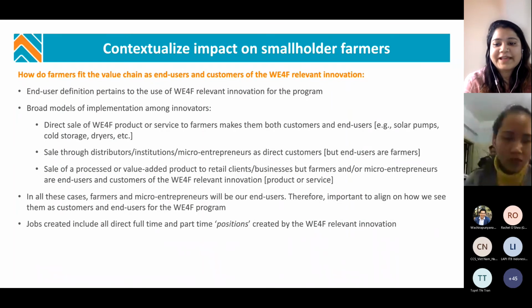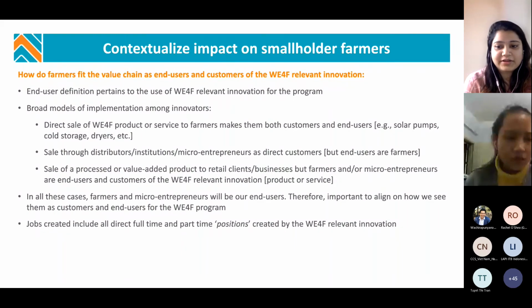So we'd like to clarify this, because we see the definitions of end users could differ for different organizations, and how you've seen it in maybe other programs, but we want to clarify this for our program, and happy to answer questions around this later. So in all these cases, your farmers and micro entrepreneurs will be the end users, and therefore it's important to align how we see them as customers and end users.